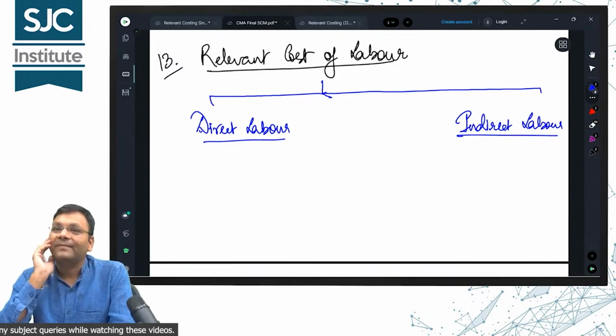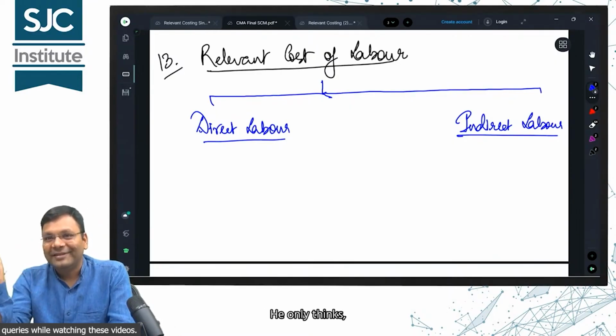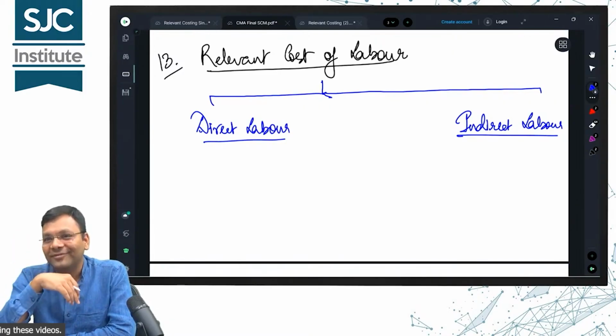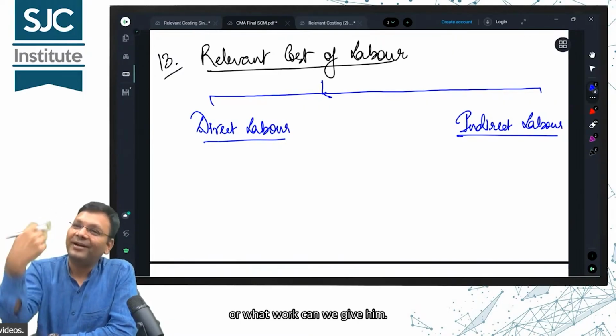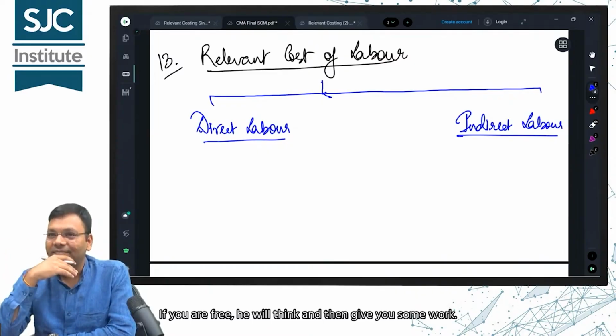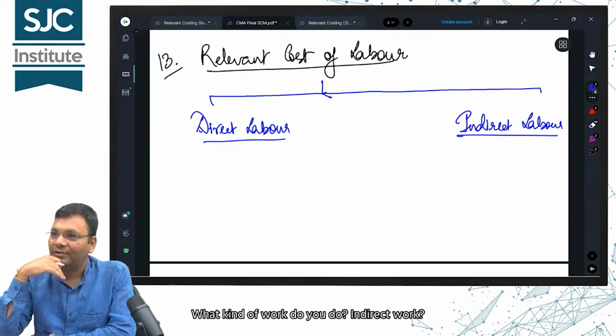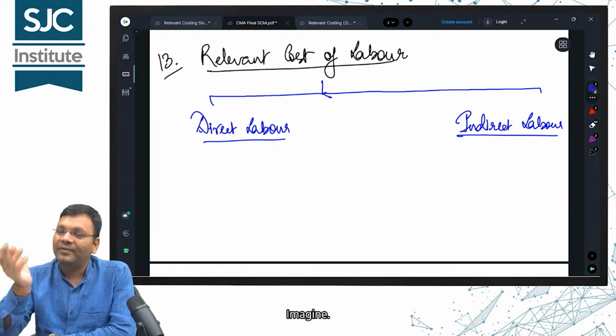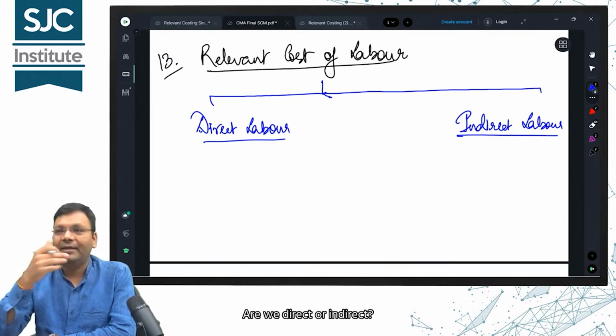He doesn't think that this is a man. He only thinks what kind of work has he been given that we have not gotten back, or what work can we give him. If you are free, he will think and then give you some work. What kind of work do you do? Indirect work. But we who have come into your life, imagine, are we direct or indirect?